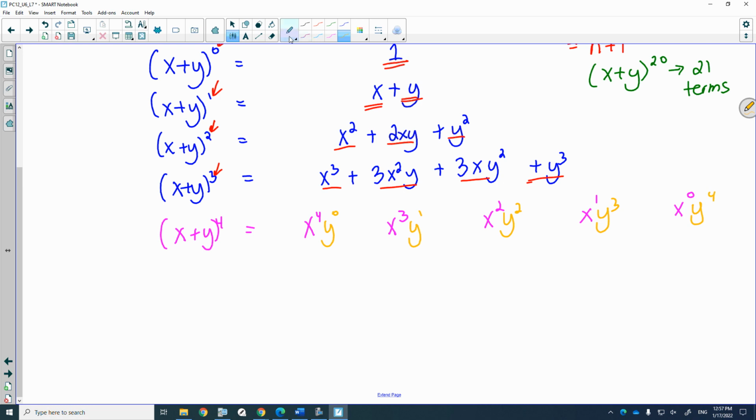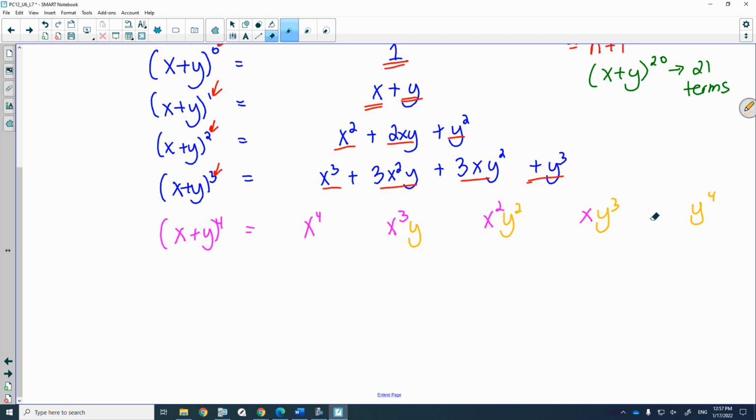Let's get rid of what we can. So I don't need this y to the 0. I don't need that x to the 0 because that just becomes 1. And then I don't need these powers of 1. Okay, so these are going to be our variables in each term for x plus y to the power of 4. And look, we've got 1, 2, 3, 4, 5 terms.